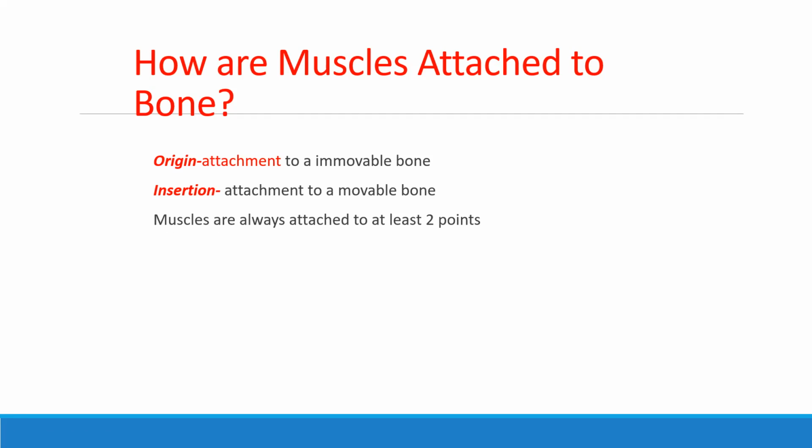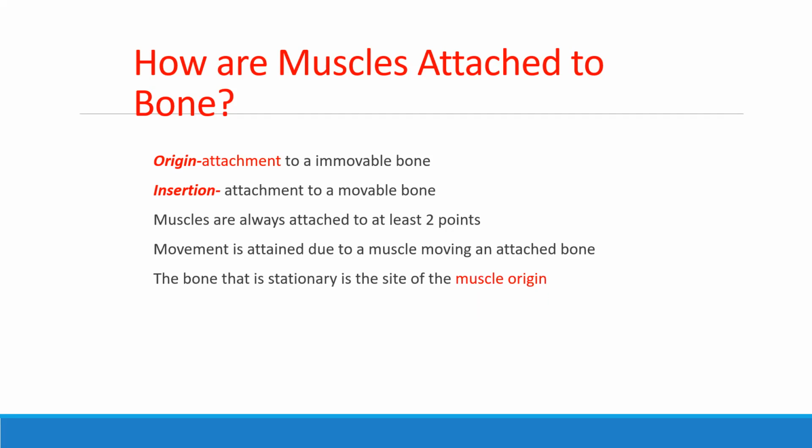And so we see that muscles are always going to have at least 2 points of attachment, sometimes 3. Sometimes you'll see a muscle that has several origins. It usually only has one insertion, but it will have several origins. And the movement occurs when the muscle moves a bone that's attached to it. It moves the bone that it inserts on. It pulls on that bone. And so we say the bone that doesn't move is the origin, the bone that moves is the insertion.